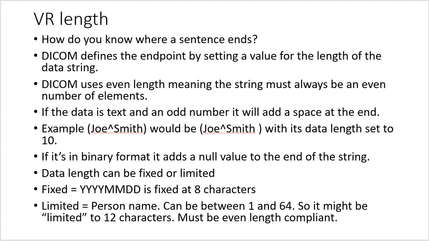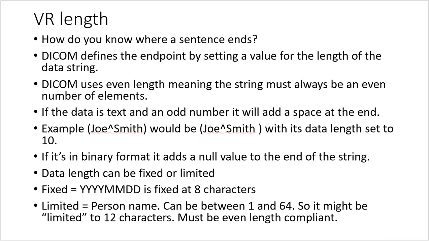DICOM uses even length, meaning the string must always be an even number of elements. Even if the data is text and an odd number, it will add a space to the end. For example, Joe Smith. That's 1, 2, 3, 4, 5, 6, 7, 8, 9 characters. 9 is not an even number. So how DICOM would express that would be Joe Smith with an extra space at the end, giving it an even length of 10.